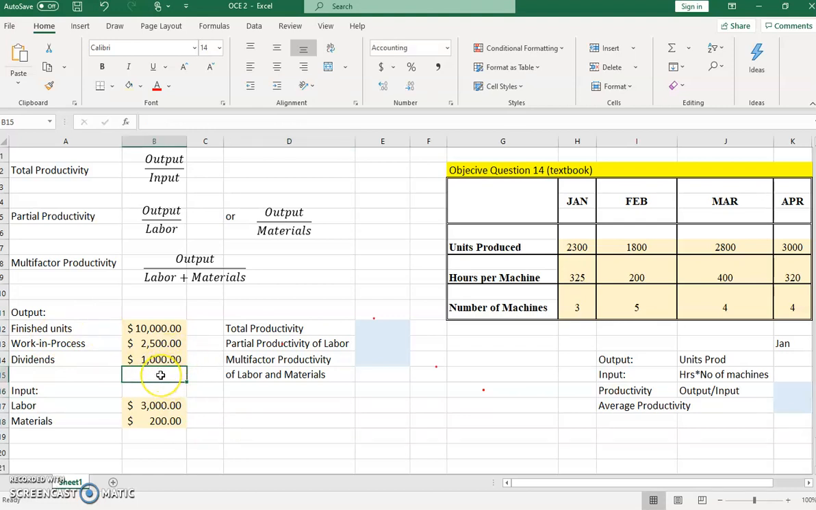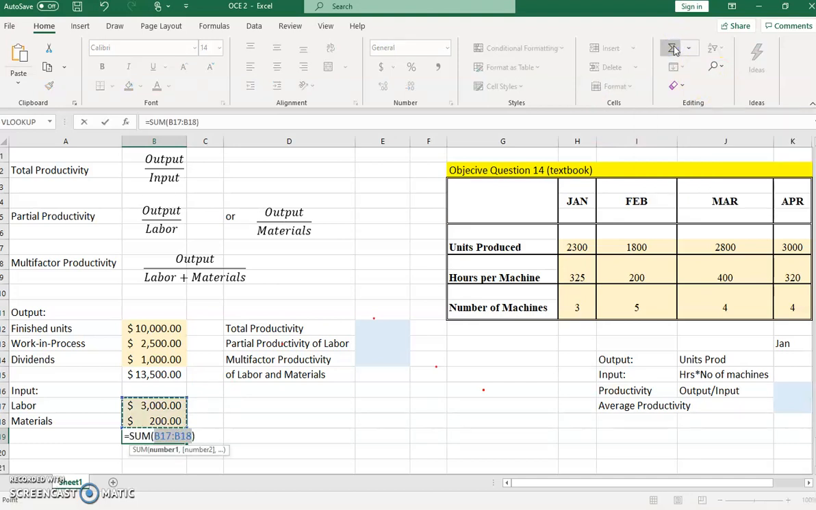If I click on this B15 and I click on this symbol here, which is the total, that gives me the total, which is 13,500. Similarly, for the total input, I'm going to click on the sigma, and that gives me 3,200. Okay, so the total output is 13,500. This total input is 3,200.